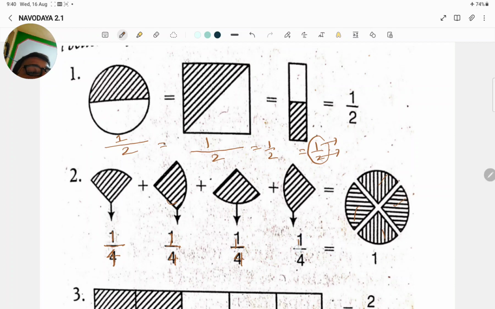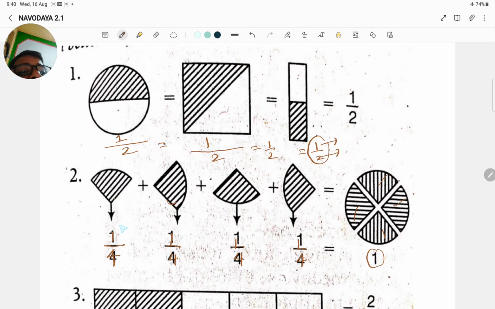1 divided by 4. Here also one part in total. When all these 4 parts are added, we will get the circle again. That's why only one circle will come. This part is one part of the circle.